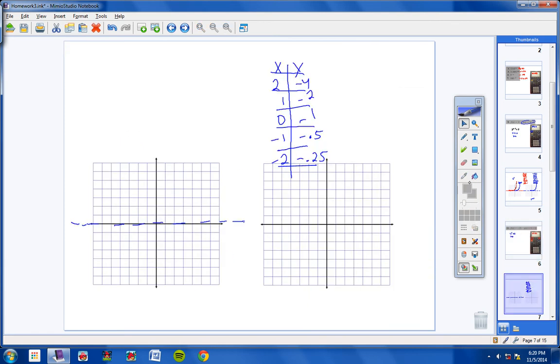And let's plot these points. So here we go. 2, -4, 1, -2, 0, -1, -1, -0.5, and then -2, -0.25. So there we go. Pretty good picture of the graph. It's going to curve down like this. Up here, it's going to get closer and closer to the horizontal asymptote, but it will never touch it. There we go. Okay, now let's go ahead and graph the other function.